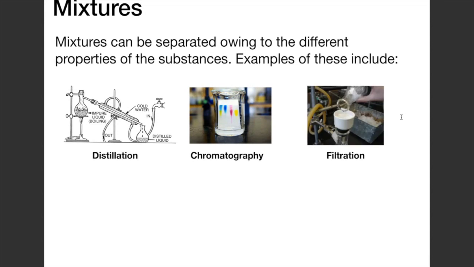If you had a solid and a liquid suspended together, you could use filtration, where you have a porous piece of material that you pour the liquid through. The solid gets stuck on top of that porous piece of material, and the rest filters through.